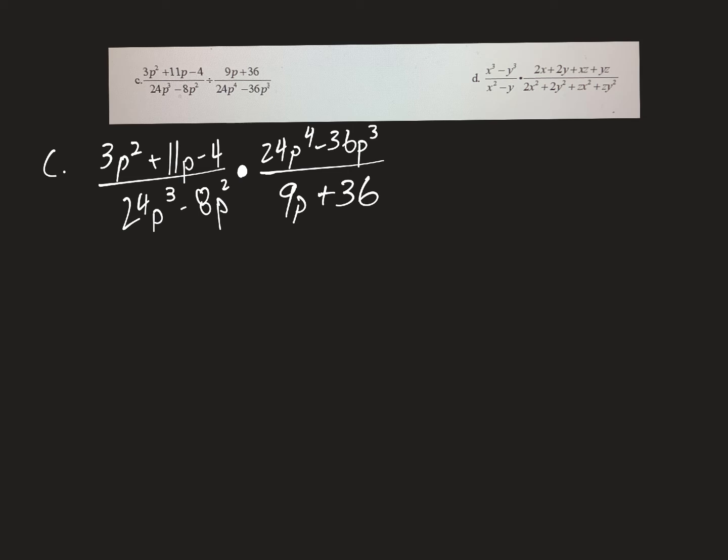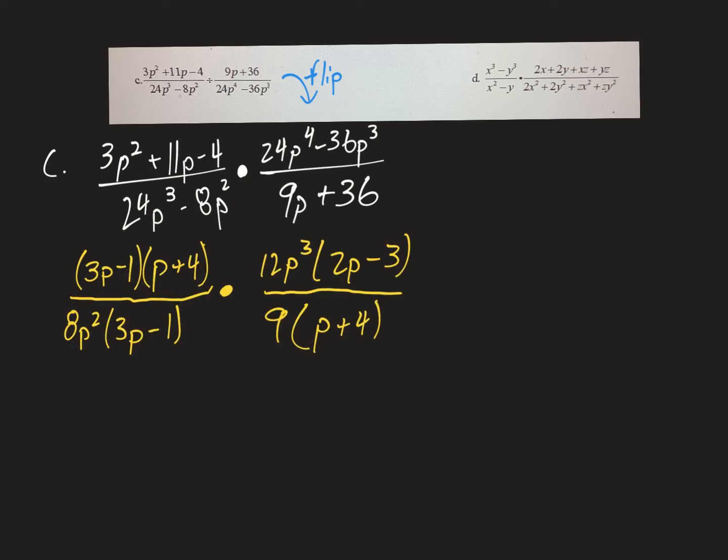And what you can see is that the second fraction has been flipped to make 24p to the fourth minus 36p cubed over 9p plus 36. Okay, so now that we're at this point, what should our next step be? It should just be to now factor all of the pieces. And for some of these, that's just a GCF. So let's go ahead and factor these out. So take a second, pause, and factor these.